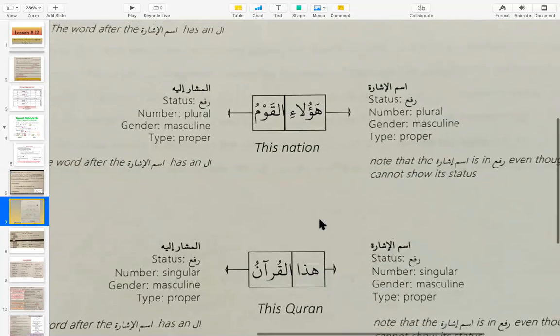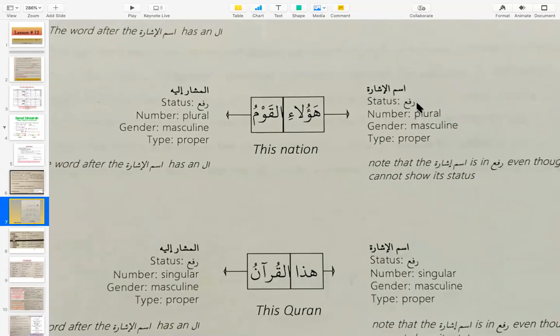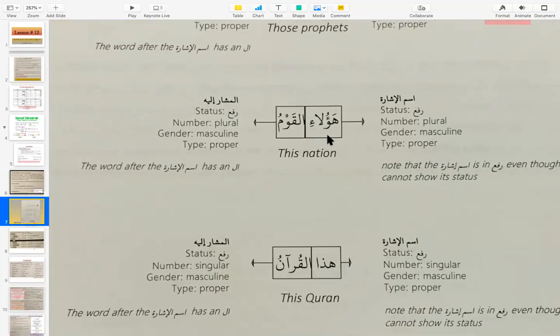So now the next one, Ha'ulai. Again, Ha'ulai, we are not sure about the status. Number is plural. Gender is masculine or feminine, used for both. Type is proper. And now Al-Qawmu. So Al-Qawmu is Rafa. It is plural. It is masculine. It is proper. So all four properties are matching. Okay, so the translation is this nation. And if I say just Ha'ulai and I drop Al, Ha'ulai Qawmu, now this is a nation.